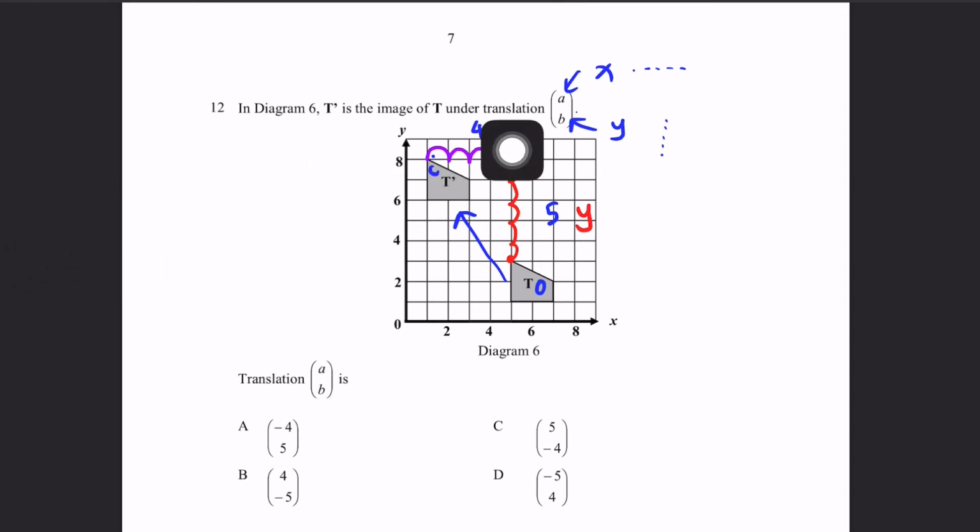X diameter melintang macam ni, selari dengan paksi X. So this is our X. Okay, dah settle. Now we want to know the sign, either it negative or positive.